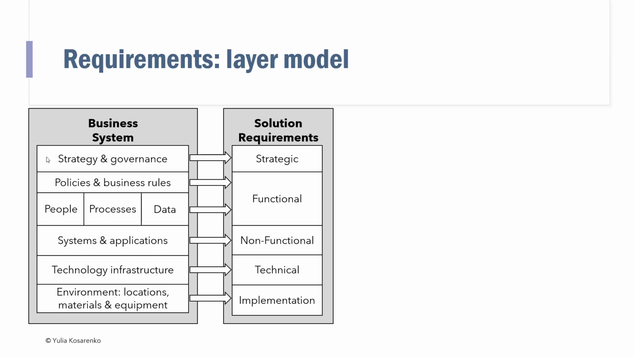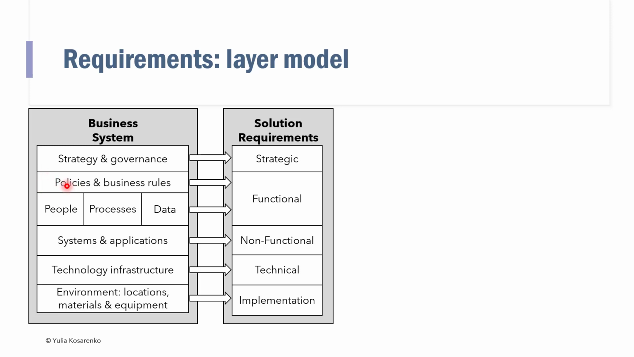So your business system or your company will have layers, starting from the top with its strategy and business model and governance. How does this business work? How does it operate? What are its operating models? What are the policies and rules that govern day-to-day operations of that business?